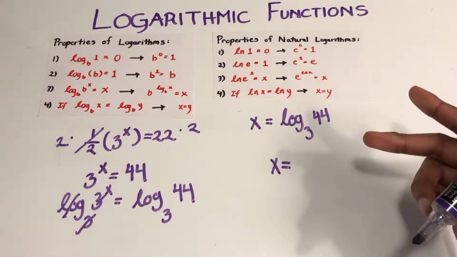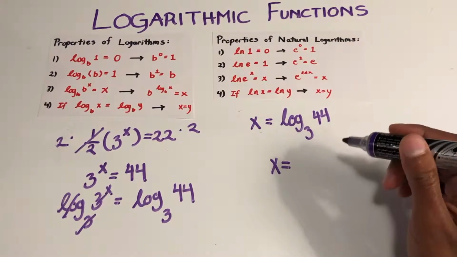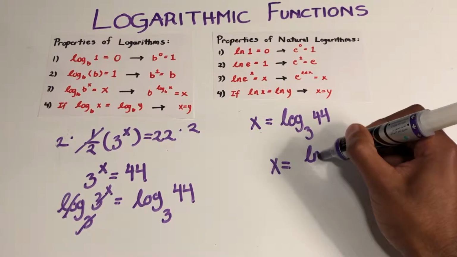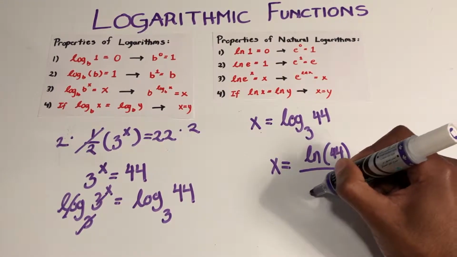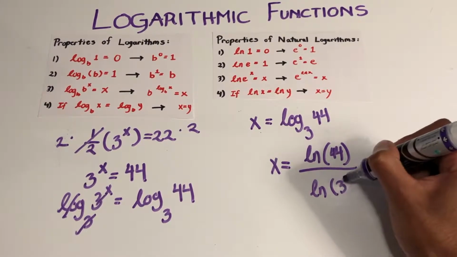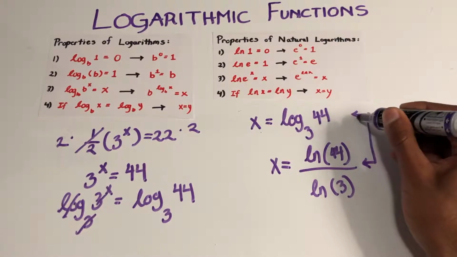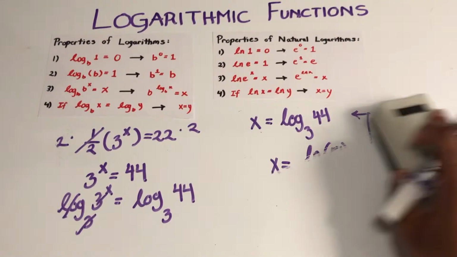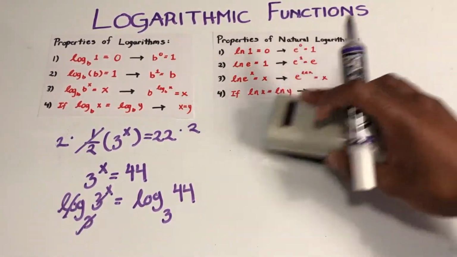Remember how I said we're going to be using logarithms and natural logarithms interchangeably. One thing you can do here is take the natural log of 44 over the natural log of 3, and that's going to give you the same answer as this one right here. Let me do 2 more problems.